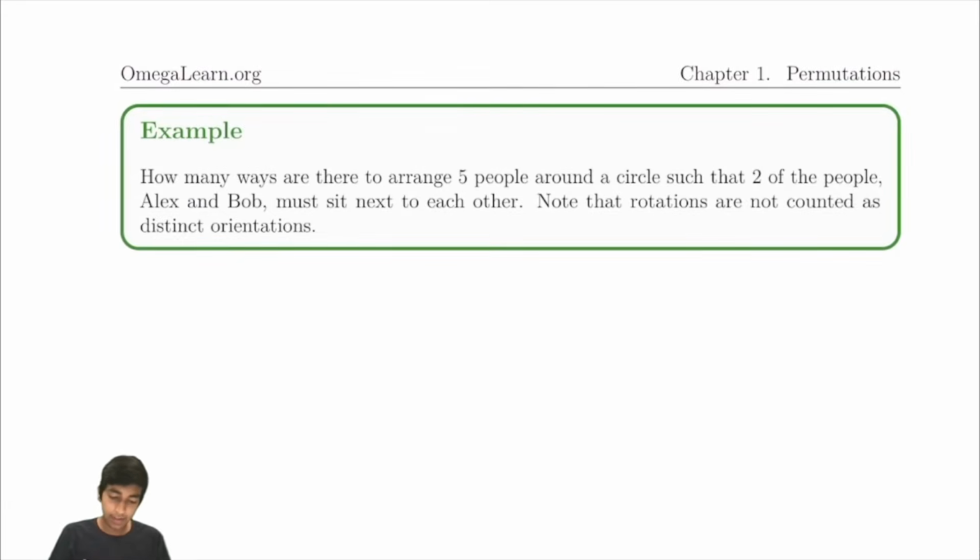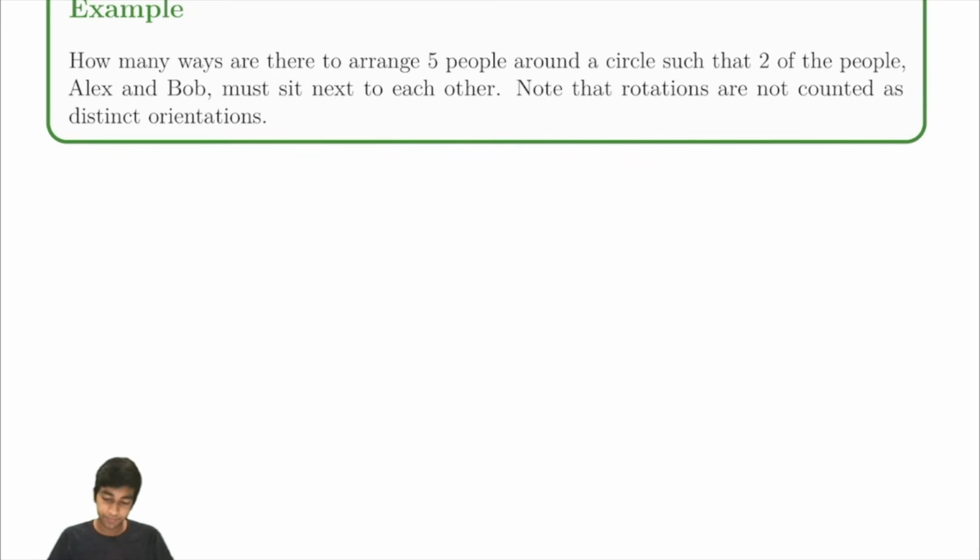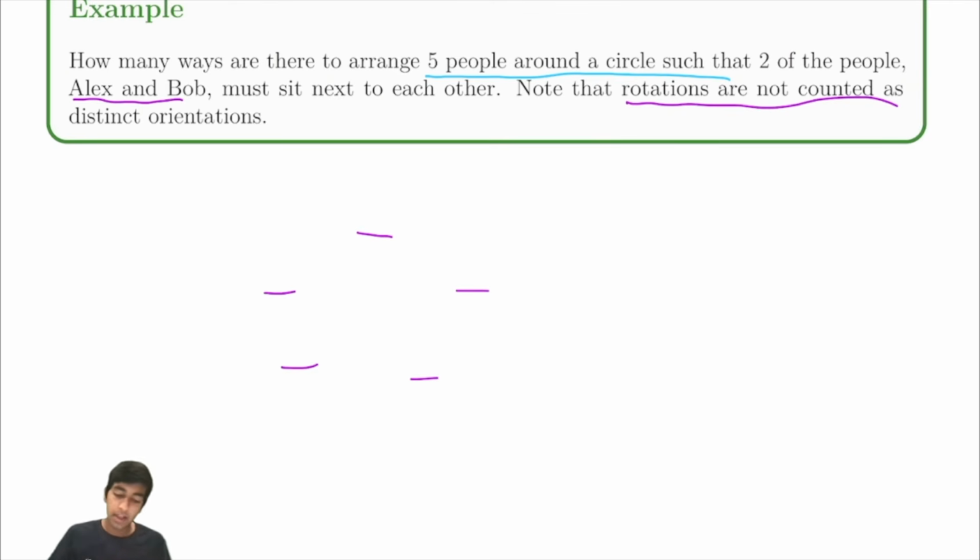Let's take an interesting example that uses this. How many ways are there to arrange 5 people around a circle such that 2 of the people, Alex and Bob, must sit next to each other? So rotations are not counted as distinct orientations. So let's say we've got 5 different slots like this. Alex and Bob must sit next to each other. Let's say our 5 people are Alex, Bob, and then 3 other people we're going to call C, D, and E.